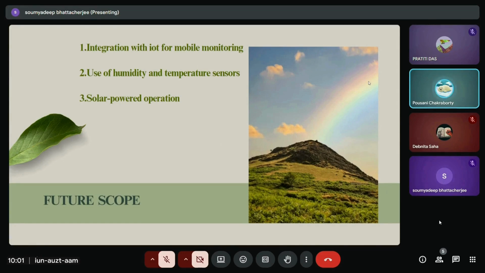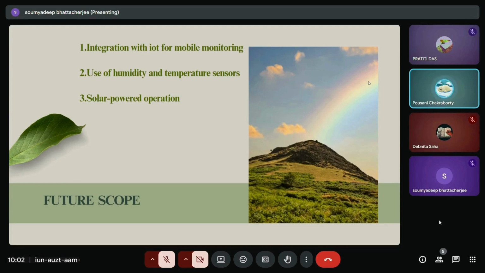And next, large scale implementation. By using multiple sensors connected in a wireless network, farmers could monitor and control entire fields from one central dashboard. Combining with IoT, solar energy, and automation, this could form part of a smart village or smart city initiative where technology helps conserve resources and improve food production efficiently.